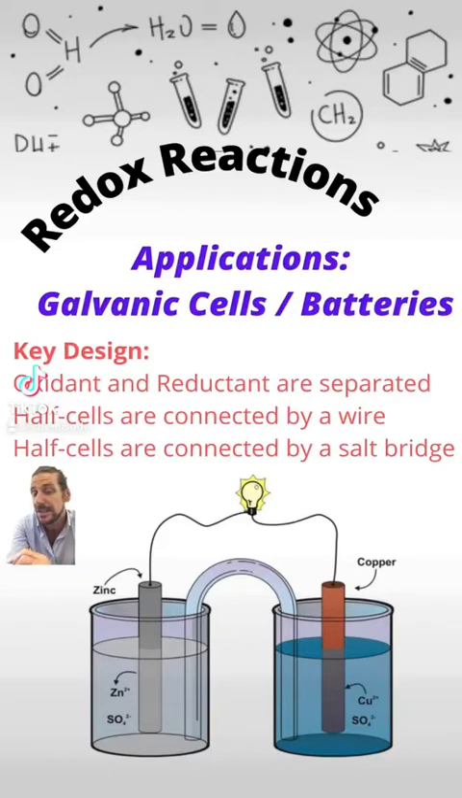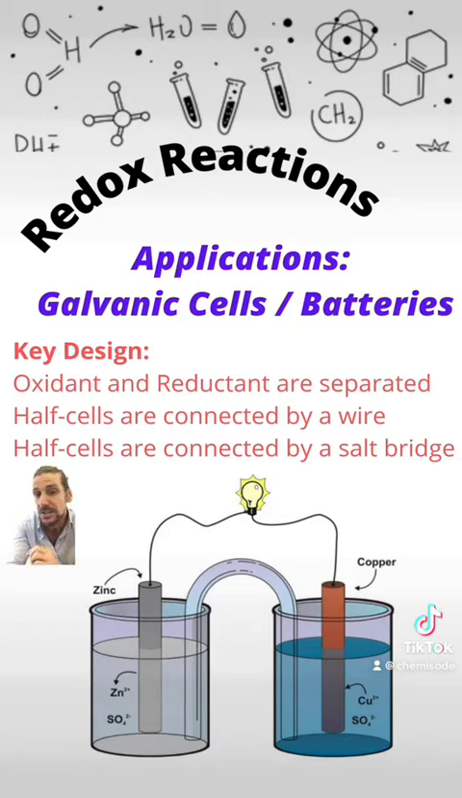Our next topic in redox reactions is about why we care about redox reactions in the first place. The main reason we care about redox reactions is because they're responsible for producing most of the electricity that we use in our small devices. Redox reactions are fundamental to the operation of batteries. They're called galvanic cells, but they're also, in layman's terms, called batteries.